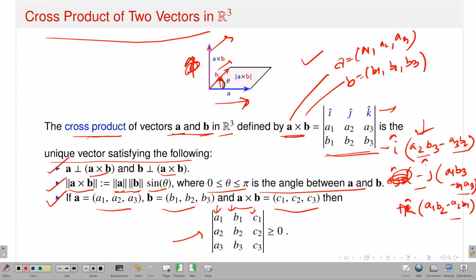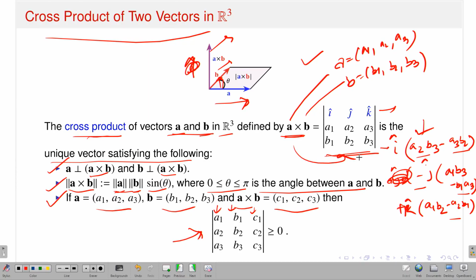I can have the norm of A cross B in terms of norm A, norm B times sine of theta, where theta is the angle measured anticlockwise from the vector A to the vector B. And if I have, say, A vector is A1, A2, A3, B vector is B1, B2, B3, and if I write A cross B as C1, C2, C3, then the corresponding determinant is a positive quantity. And that is how you have the corresponding vector A cross B.